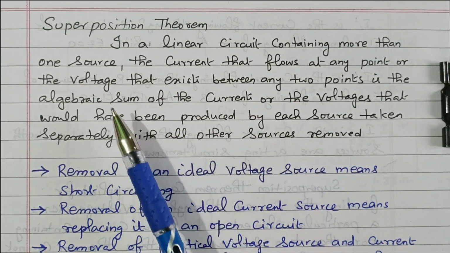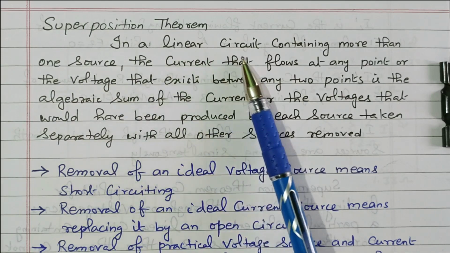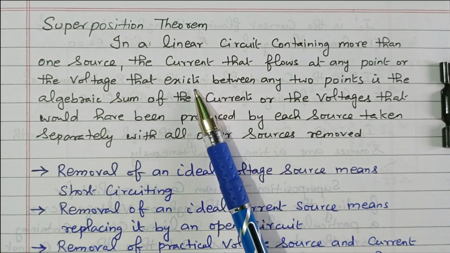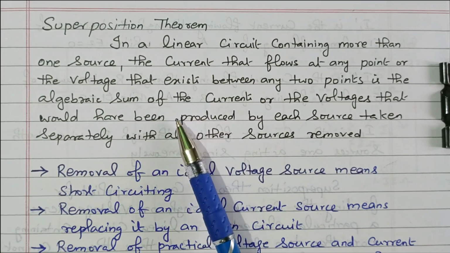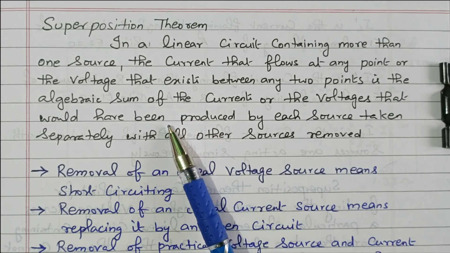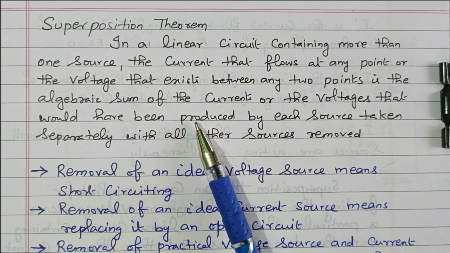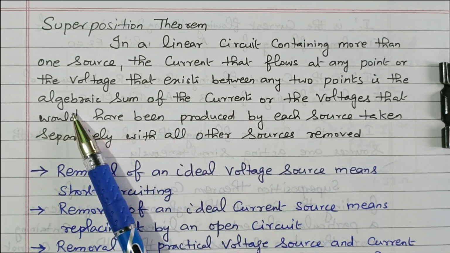So the superposition theorem is, as the name itself says, superposition. In any linear circuit, where either current or voltage exists and there are n number of sources available, we can consider only one source at a time, remove the remaining sources, then consider the second source, remove the other sources, such that we need to find the current and voltage. So the final value is the algebraic sum.